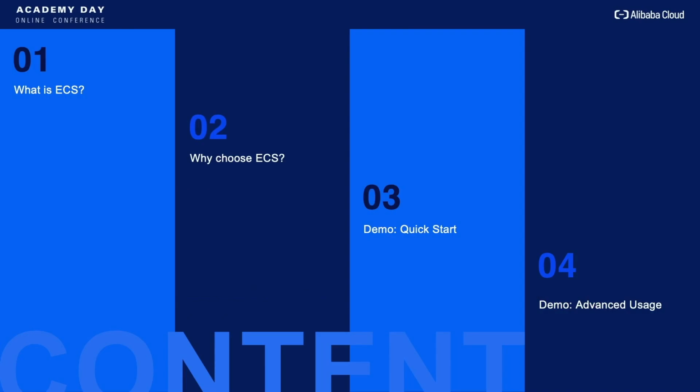Okay, so here's our agenda for the day. There's 4 parts. In part 1, I'll talk about what is ECS. Part 2, I'll talk about some reasons you might choose ECS for your workload. And then in parts 3 and 4, I will do 2 demos. Part 3 will be a quick start demo where I explain the very basic usage of ECS. And then in part 4, we'll talk a little bit more about advanced features and techniques. Okay, so let's get right into it.